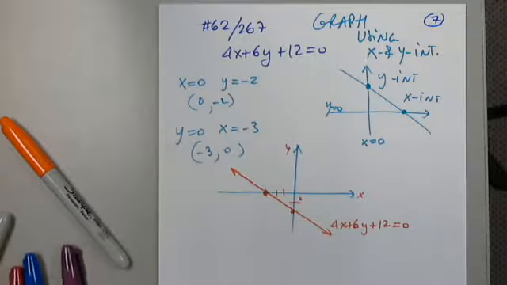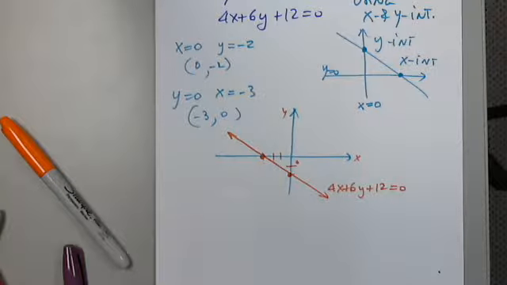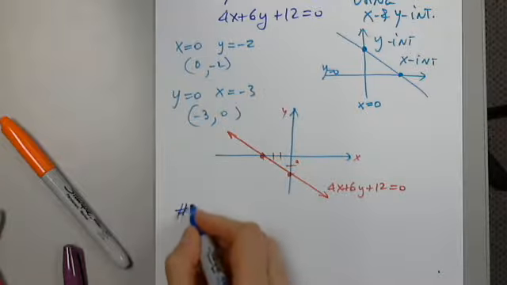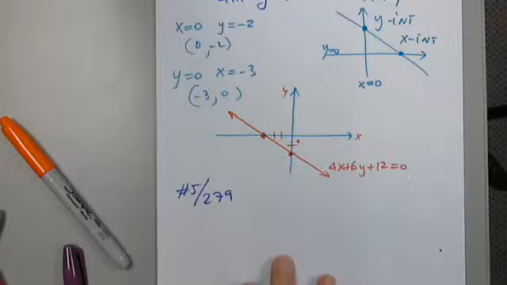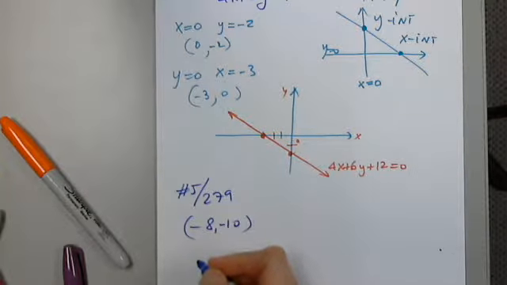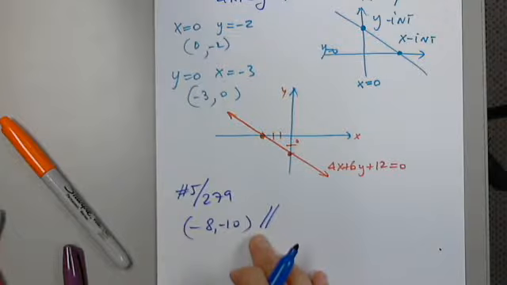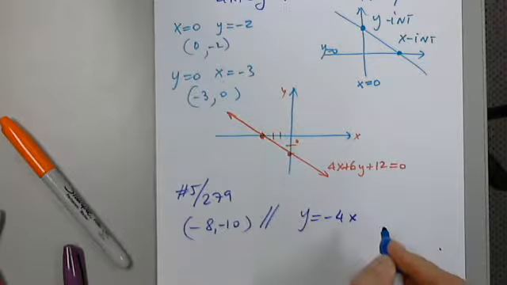Okay, so let's look at a couple of problems with parallel and perpendicular lines. Let's say problem 5 on page 279. We are given a point and we are told, find the equation of a line passing through this point and parallel, this is the sign for parallel, to the line whose equation is y equals -4x plus 3.